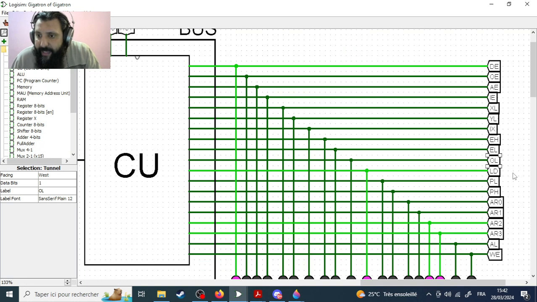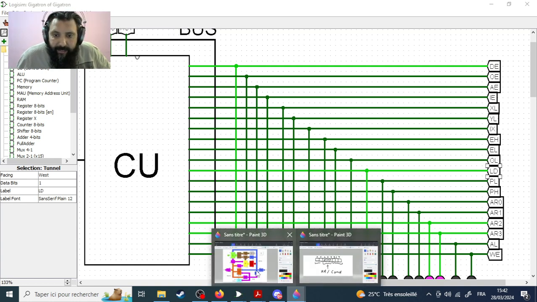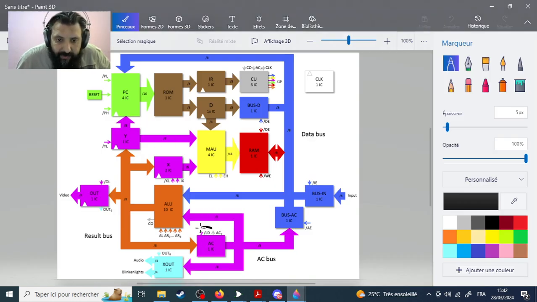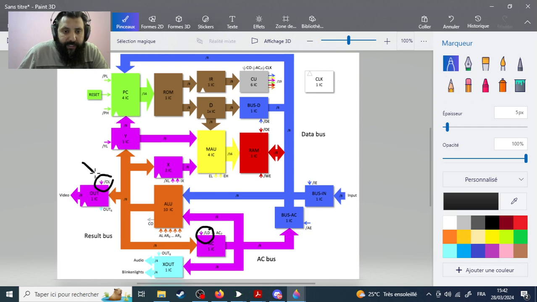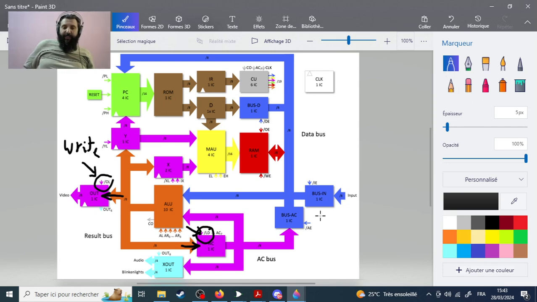Let's see. OL and LD. OL, LD is this. And OL is this. They are very simple. Those two are also registers. And those two signals are the write signal to write a new value inside those two registers. Do you understand that?